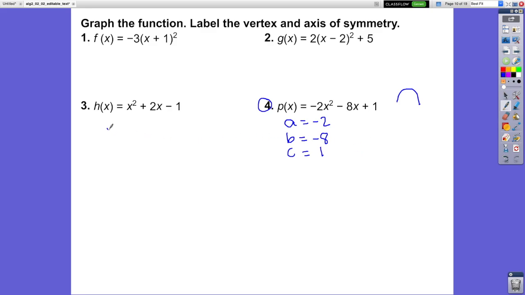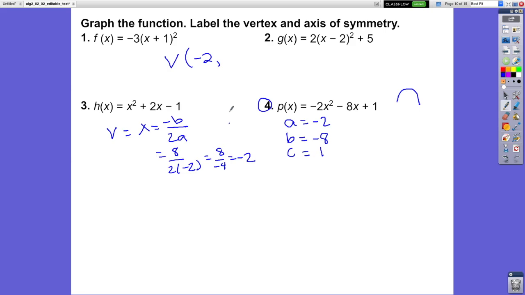And if you remember, for the vertex, x is going to be the opposite of b over 2a. So the opposite of b is 8 over 2 times -2, which is going to be 8 over -4, which is going to turn out to be -2. Okay, so right away, I know that my x is going to be -2. So now let's find our y.